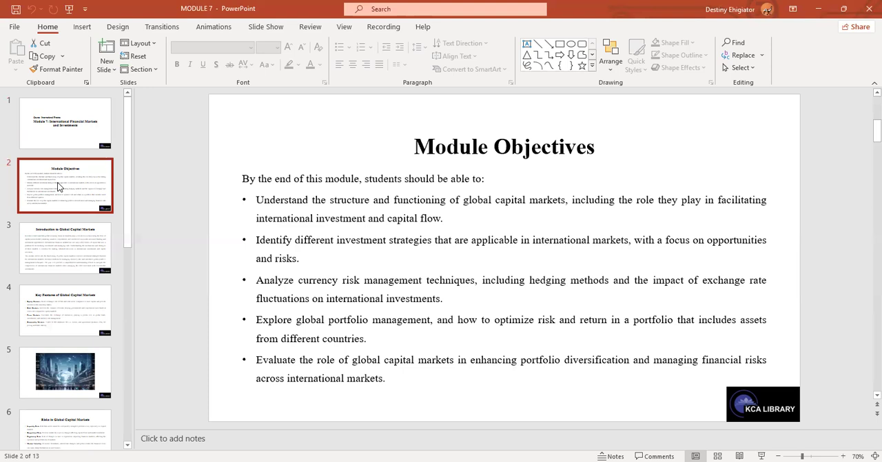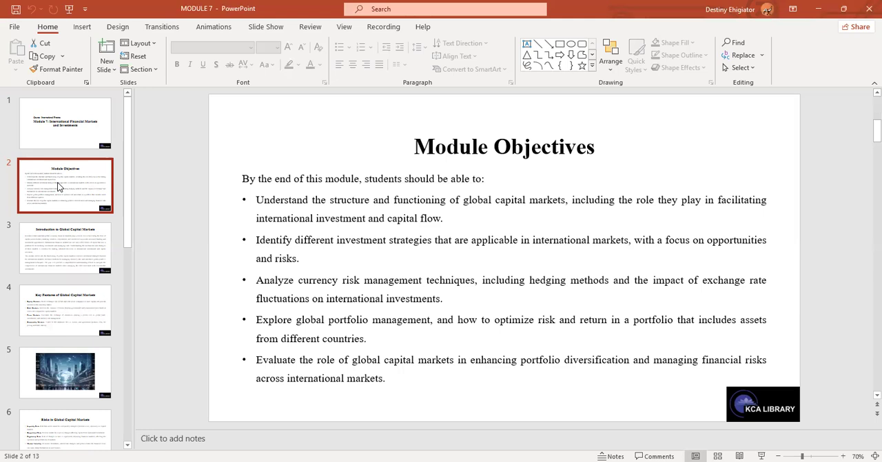opportunity and risk. Students should also be able to analyze currency risk management techniques, including hedging methods and the impact of exchange rate fluctuations on international investments. Students should also be able to explore global portfolio management and how to optimize risk and returns in a portfolio that includes assets from different countries.